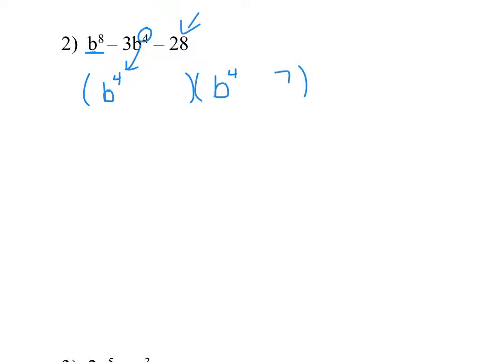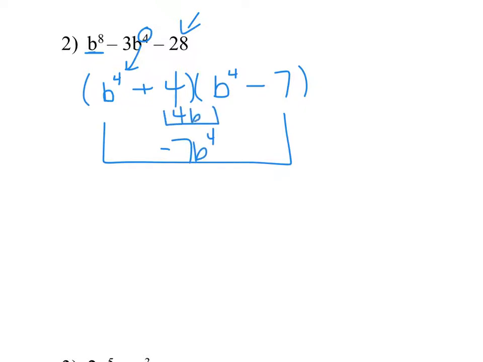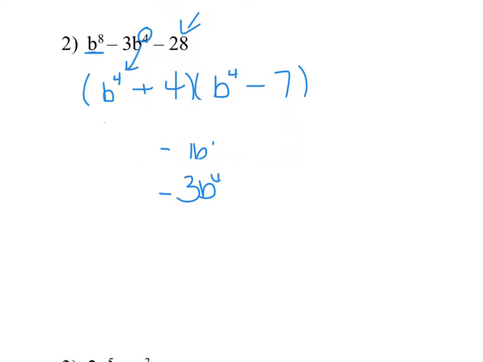Now hopefully you're getting good enough at this that you don't have to check every second. This is going to be a negative 7 and a positive 4. When you check here, this is negative 7b to the 4th. This is positive 4b to the 4th. So this is negative 3b to the 4th. We do enough practice in class that hopefully you don't need to write out the check like I just did every time.